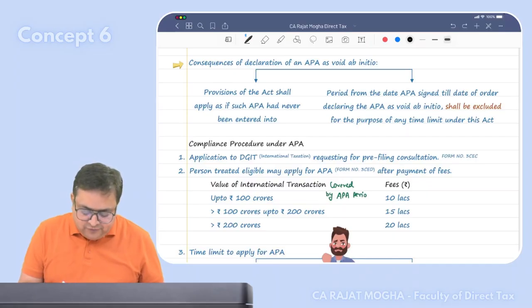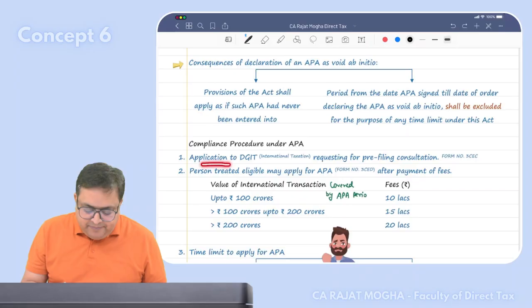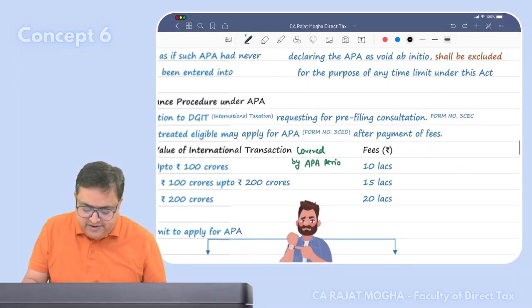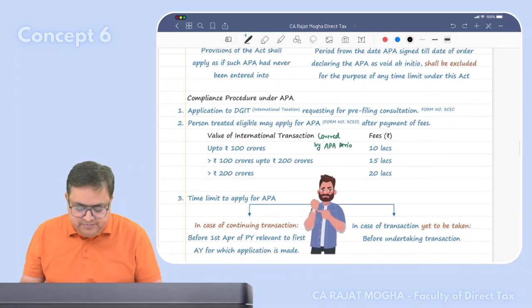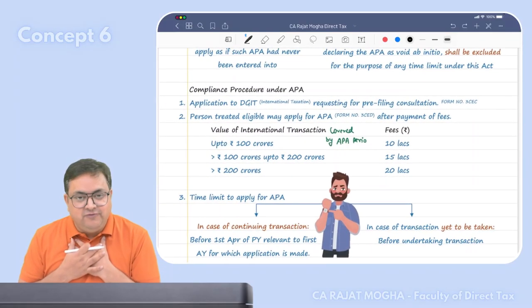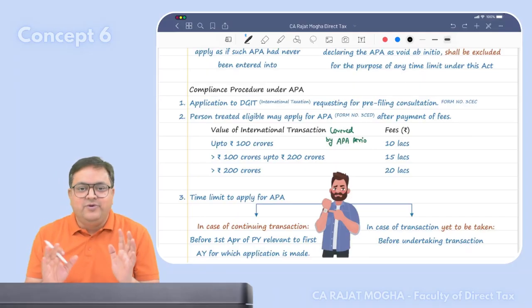Okay. So first of all, the compliance procedure: application to the Director General of Income Tax, Principal Commissioner, Principal Chief Commissioner. Application to the Director General of Income Tax, International Taxation, requesting a pre-filing consultation. You don't have to remember the form number, guys. Not required. Any of the form numbers, you don't have to remember. First of all, we will give them an application: sir, whether my case is fit for APA or not. If they say yes, very good, apply for the APA then with the fee. If they say no, then you can't get an APA.